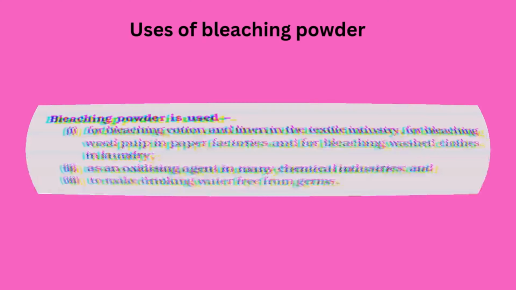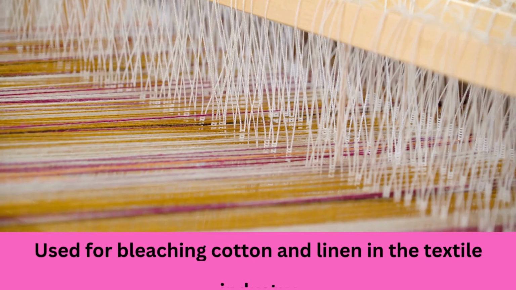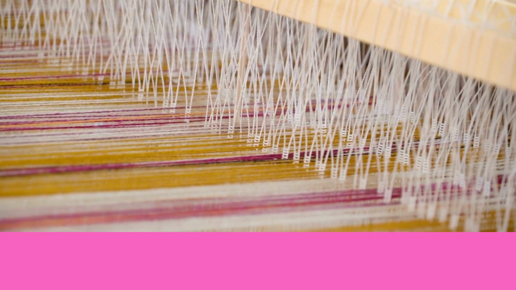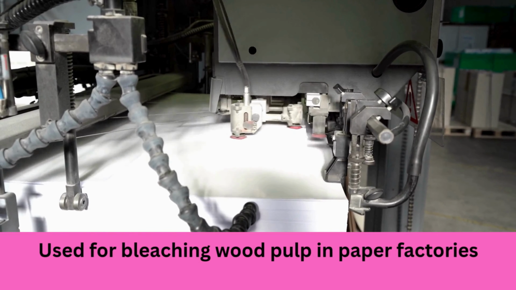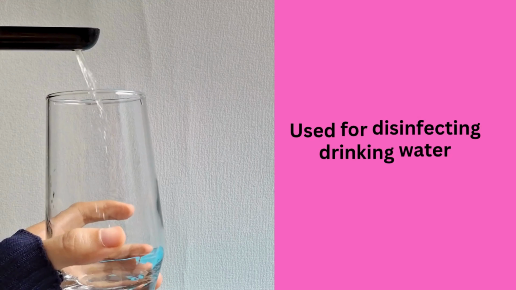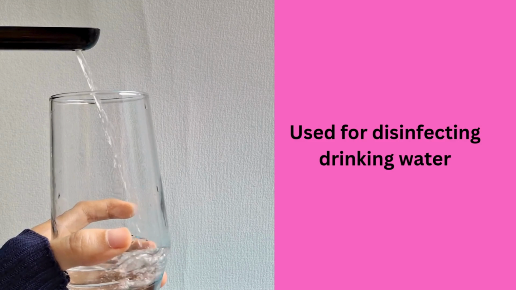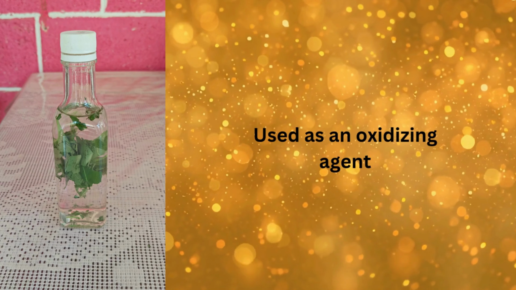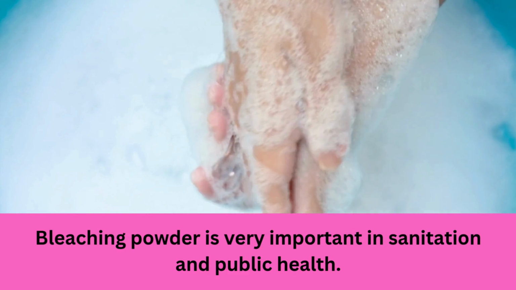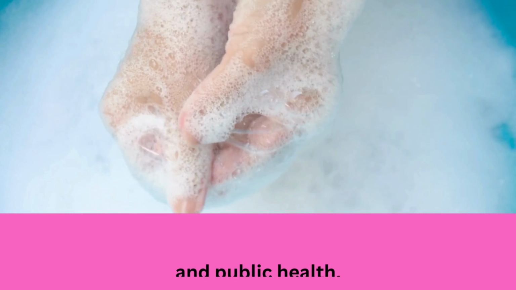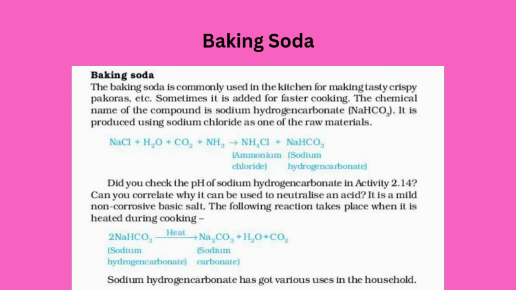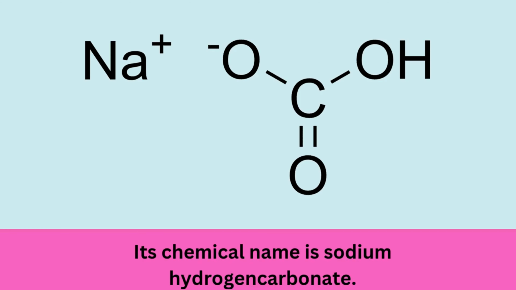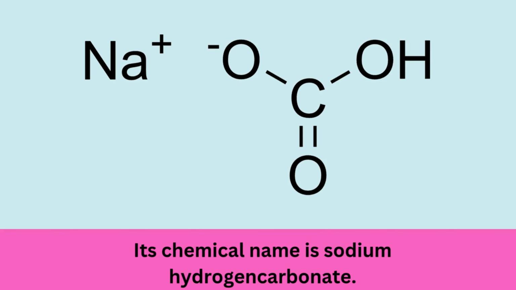Uses of bleaching powder. Used for bleaching cotton and linen in the textile industry, used for bleaching wood pulp in paper factories, used for disinfecting drinking water, used as an oxidizing agent. Bleaching powder is very important in sanitation and public health. Baking soda. Its chemical formula is NaHCO3. Its chemical name is sodium hydrogen carbonate.